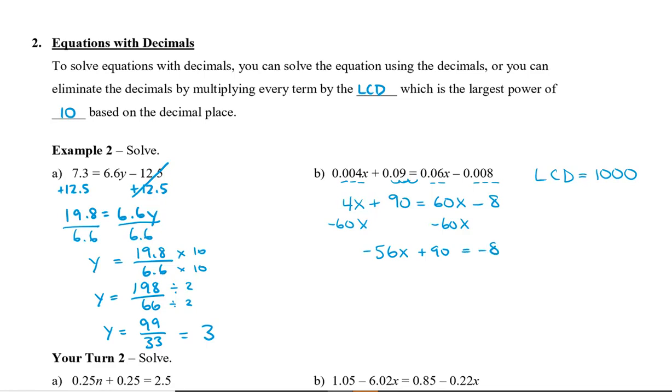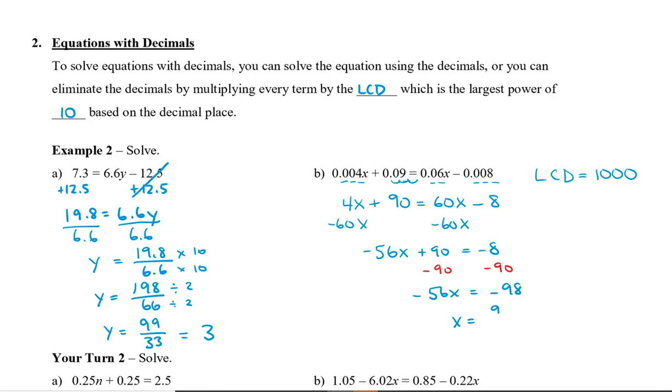If you also want to move the 90 at the same time and get rid of that, you can do that at the same time. So you can also minus 90 and minus 90. Or what I'm going to do is I'm going to just do it on another step here. So minus 90, minus 90. So now I have negative 56x equals negative 98.